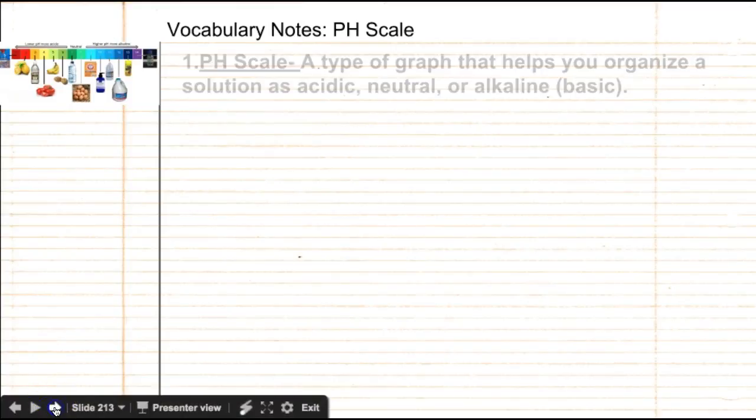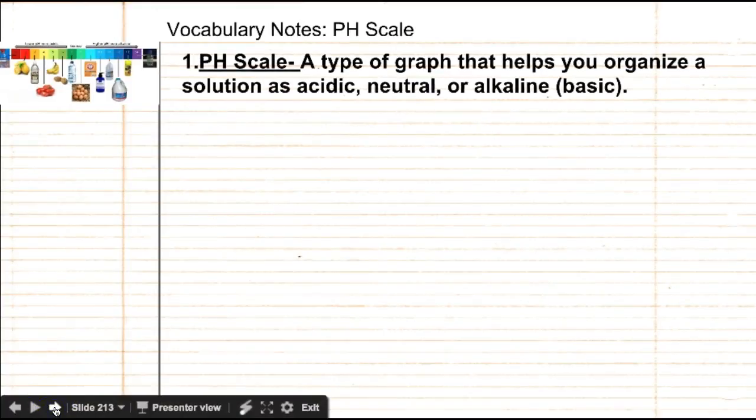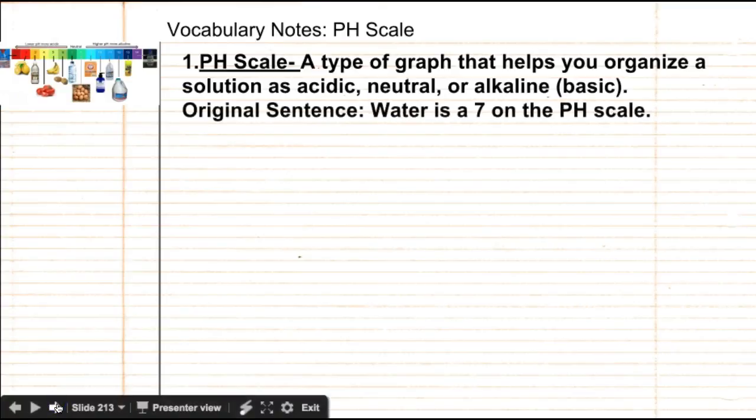Okay, let's begin. So for number one, write pH scale. The pH scale is a type of graph that helps you organize a solution as acidic, neutral, or alkaline, which is the same as basic. So here's the pH scale, so go ahead and draw it, and I'll show you a bigger picture so you can draw it as well. And here's the original sentence you can use for number one. Water, which is H2O, is a 7 on the pH scale. It's neither an acid nor a base.